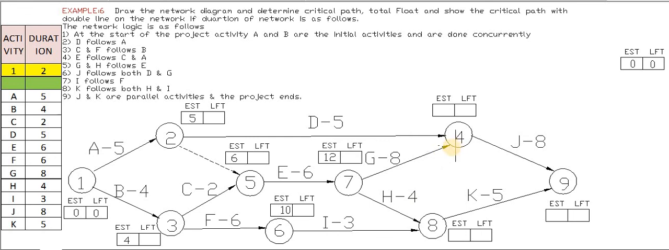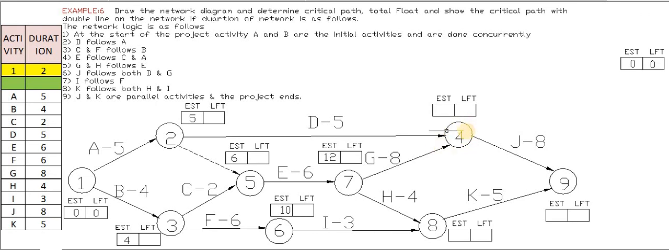Now we can calculate node number 4. 2 to 4 is one path and 7 to 4 is the other path. We have already calculated the EST for the 7th node, and we have calculated the EST for the 2nd node. So then we can easily calculate the EST for node number 4.